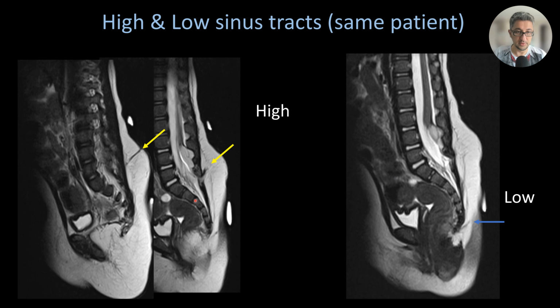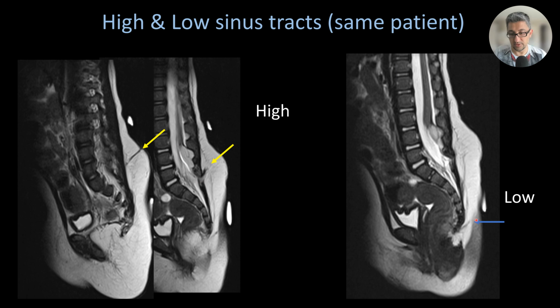Here is an example of high and low sinus tracts in the same patient. This is a pathological dorsal dermal sinus tract. It's real and it's associated with this lipoma and other anomalies.